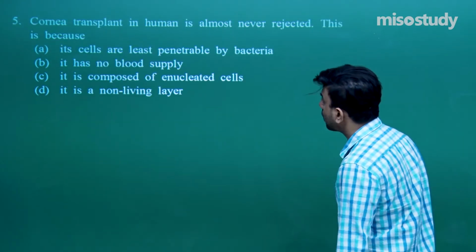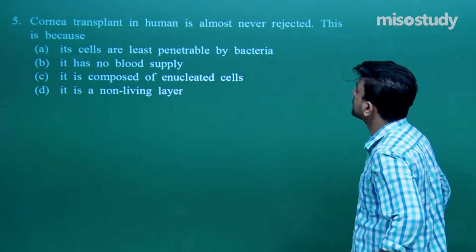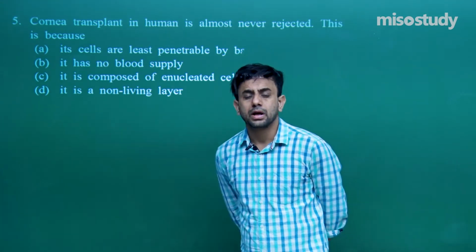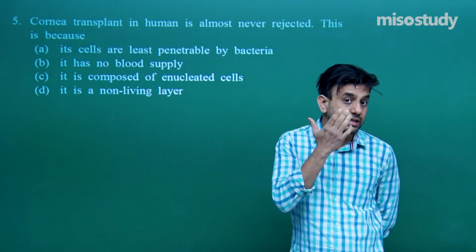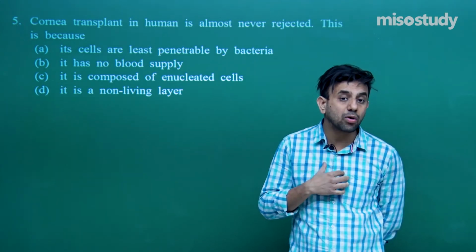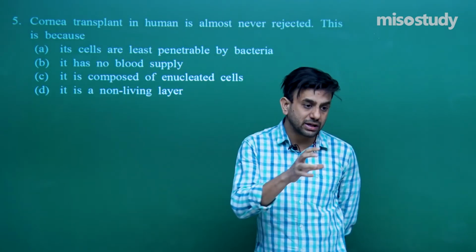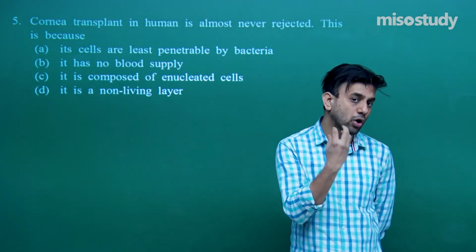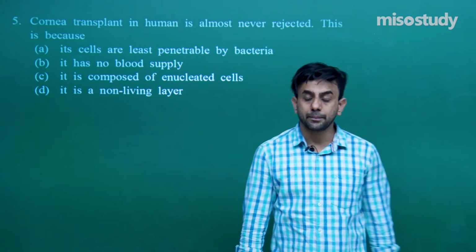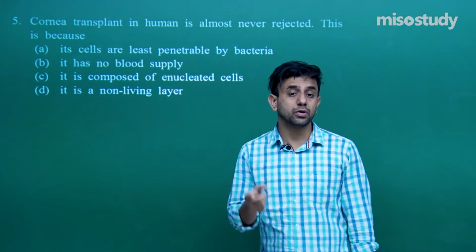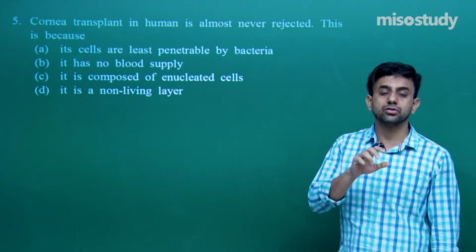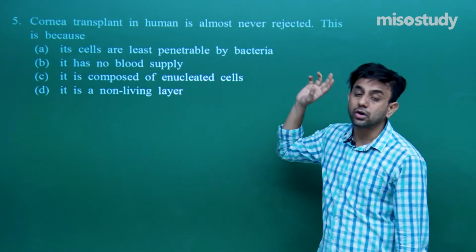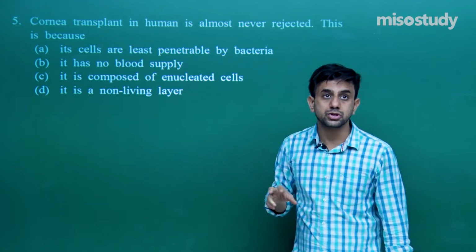Let's talk about the next question. Cornea transplant in human eye is almost never rejected. This is because, right. So the cornea is a white transparent portion present in the anterior part. It covers 1/6 part of the eyeball anteriorly, and it is this part which receives the light and focuses the light onto the retina. So the cornea is avascular, that is it has no blood supply, and because of this the corneal transplant will never be rejected.